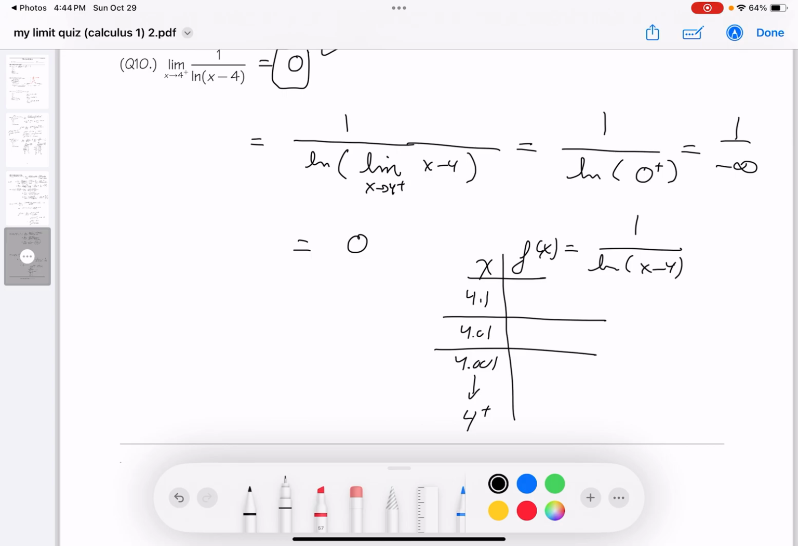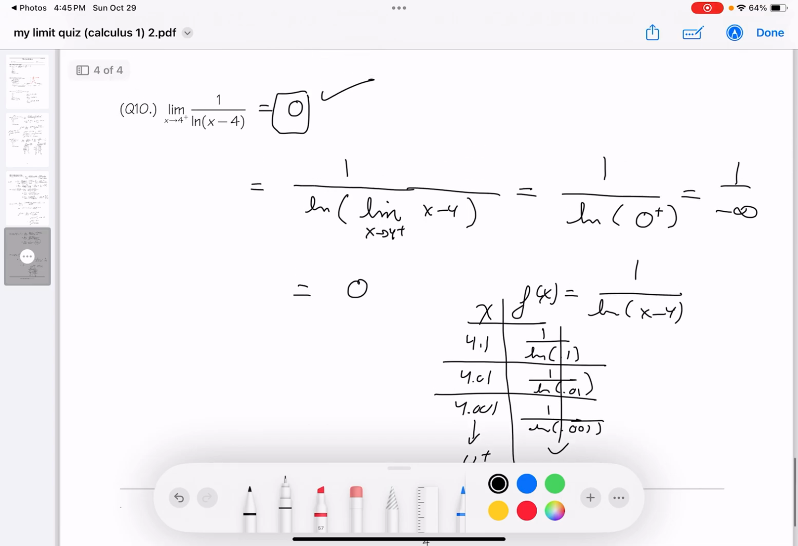And over here, it's a computation. And what's the computation going to be here? It's going to be 1 over the natural log of, let's see, 4.1 minus 4 is 0.1. I think you get the idea. 1 over the natural log of 0.01, and that would be 1 over the natural log of 0.001. And by the way, if you did the computations, you would say this is going towards 0, right? By the way, it goes towards 0 through negative numbers, but that's incidental. It's going towards 0. Thank you.